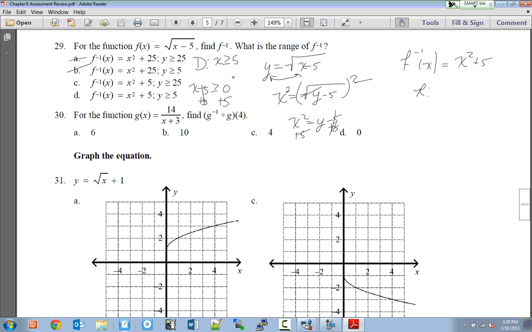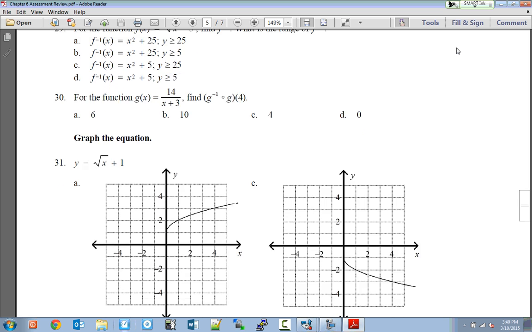Now, the only thing you change about it when you take it to the range of your inverse, because remember the domain of the function is the range of the inverse, the range of the function is the domain of the inverse, is that the range always goes with your y values, and the domain always goes with your x values. So this is x is greater than or equal to 5. When you bring it to your range, it's just going to be y is greater than or equal to 5. So the answer here is D. Your inverse is x squared plus 5, and then your range is y is greater than or equal to 5.